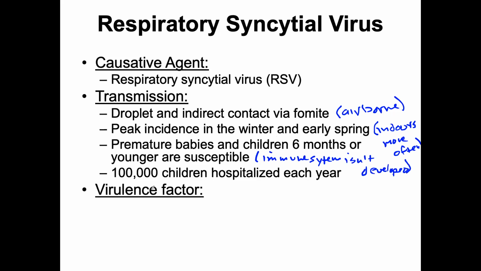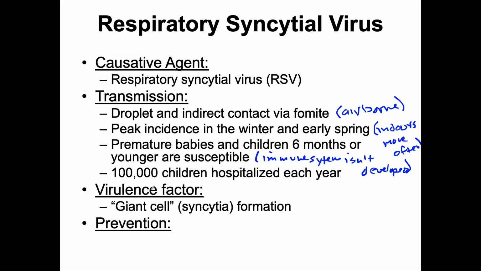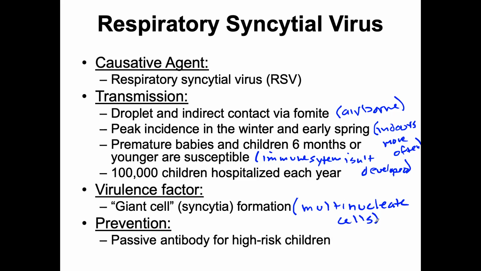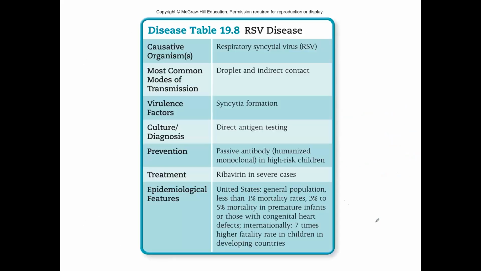Okay. What are the weapons? Formation of these giant cells. Okay, that's what damages the tissue. They fuse together, so you get these multinucleate cells. Okay, and that means they can't function very well. Plus, they make more virus. Prevention: antibody for high-risk children. Okay, that's just temporary.